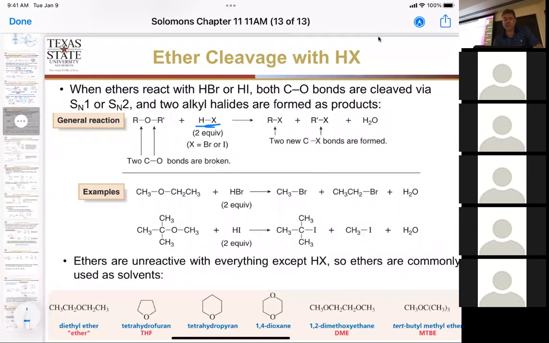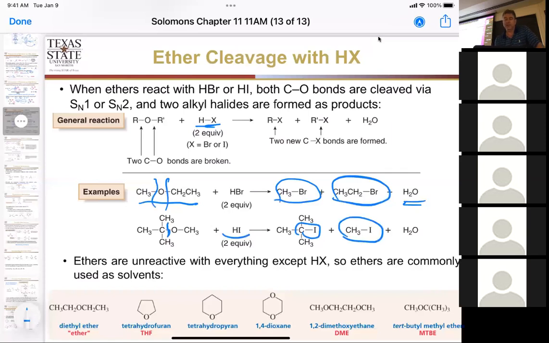Okay. So let's look at how we could do this right here. Ooh, this one's actually unsymmetrical. So it's going to clip here to give us our methyl bromide, and here to give us our ethyl bromide plus 1 equivalent of water. Okay. So usually this takes a lot of heat. So you have to boil it for a long time to do it. Okay. So in this case here, we're going to clip it here to give us our tertiary alkyl halide. Hey, that's one of the few tertiary alkyl halides we've had so far, right? And our primary alkyl halide. But again, 2 equivalents, and we generate 1 equivalent of water.